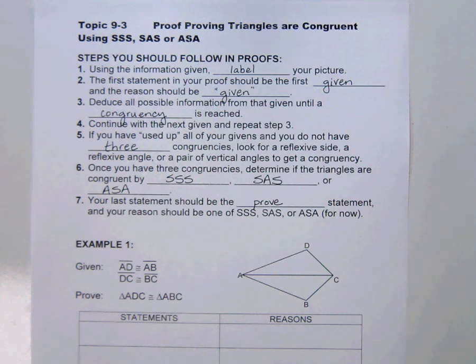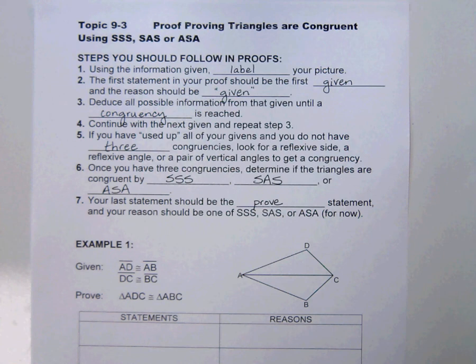Okay, we're going to do some proofs using the triangle congruence properties that we've already learned: side, side, side, and side, angle, side, and angle, side, angle. Let's fill in some of the steps that you're going to use when you do a proof.